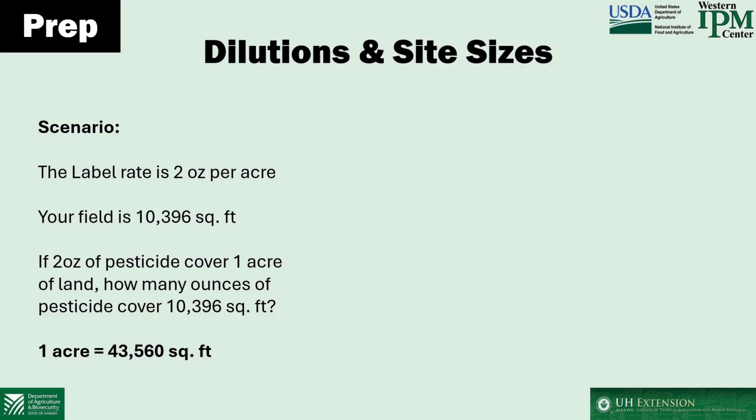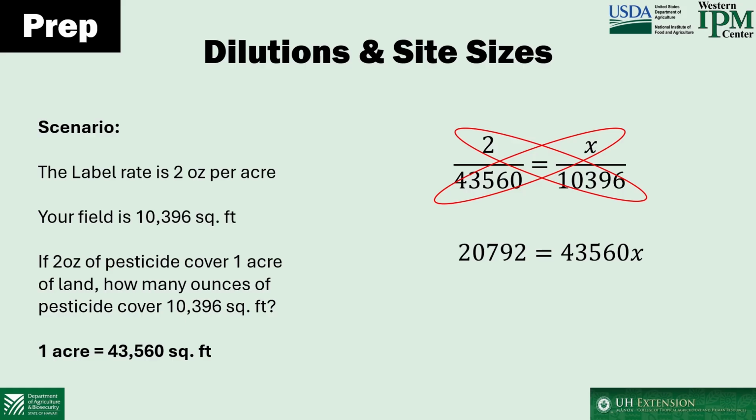Okay, 2 ounces of pesticide cover 1 acre of land. How many ounces of pesticide is gonna cover this 10,396 square feet? I'm thinking Max here now because he put the acre conversion here for us already, so we don't have to do more math to figure that out. Okay, we have 2 ounces for 43,560 square feet over what we want to find for our fields, 10,396 square feet, right? Then we cross multiply. Yay! See, like same process for everything.